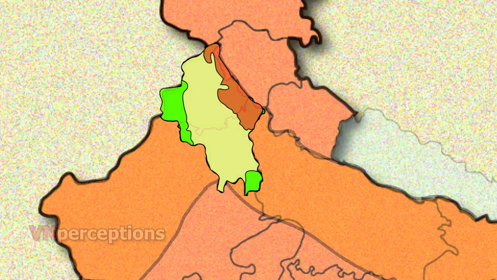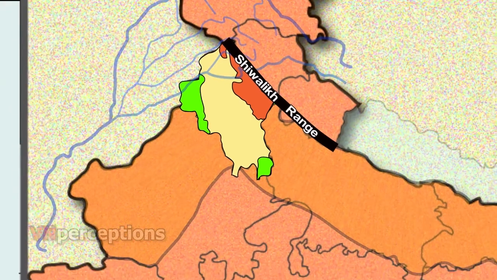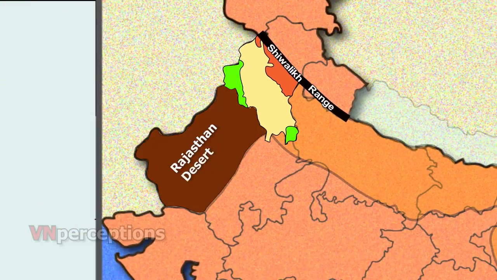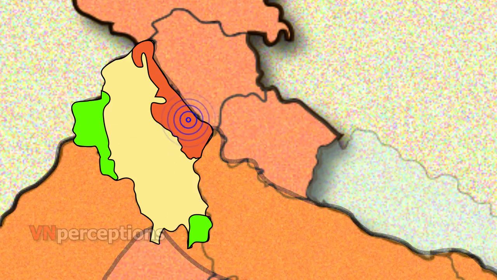Geologically speaking, the region is of recent origin. It is formed of sediments brought down by Himalayan rivers. The plain is bounded by Shivalik Range in the north, Rajasthan Desert in the south, Pakistan in the west, and Delhi Ridge in the east. The region slopes to the south and southwest. Its elevation varies between 275 meters in the northeast and 175 meters in the southwest.